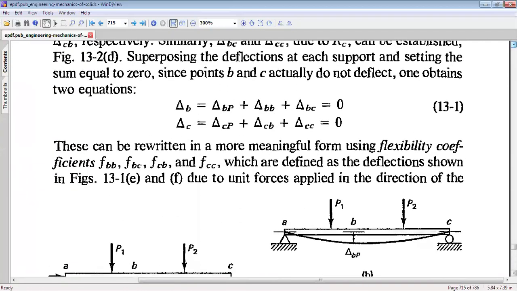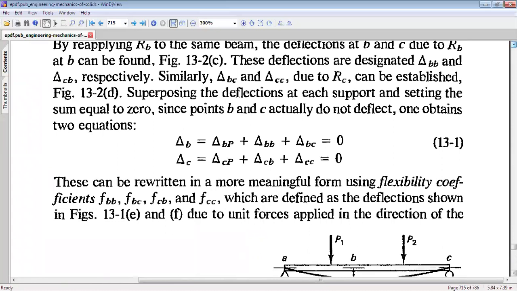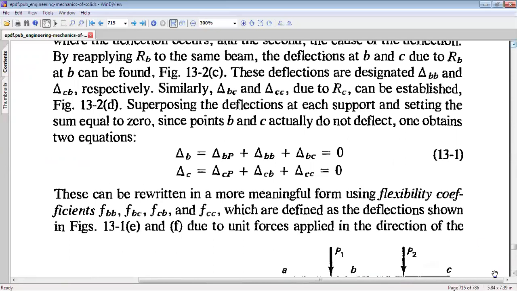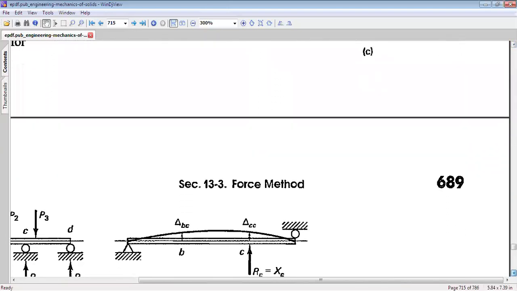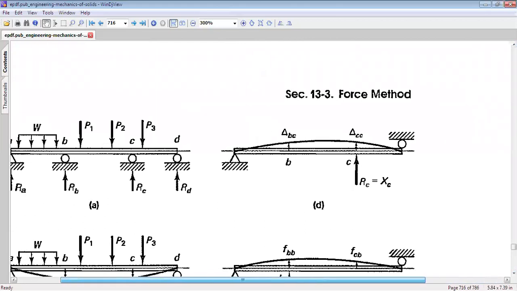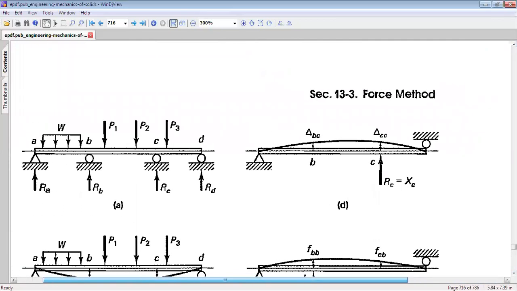So here we have in front of us equation 13.1: Δ_BP + Δ_BB + Δ_BC = 0, and Δ_CP + Δ_CB + Δ_CC = 0. Usage of these two equations allows us now to find out the reactions at point B and point C.